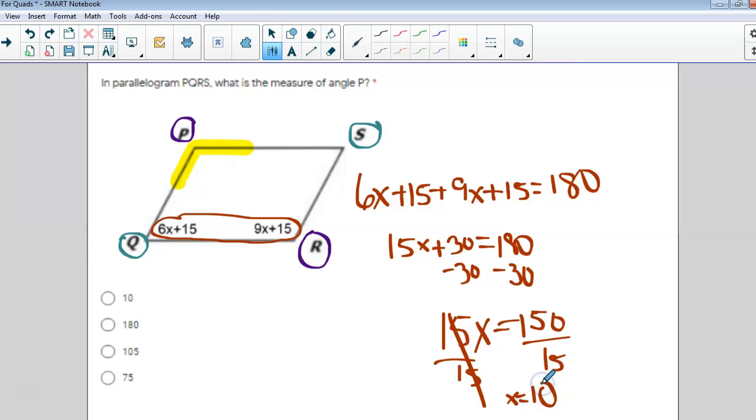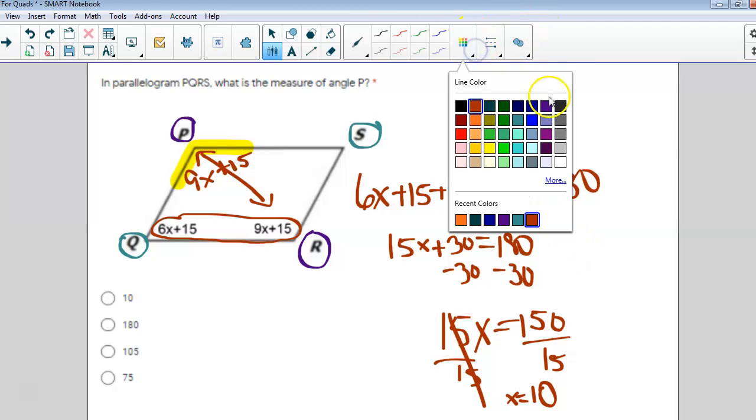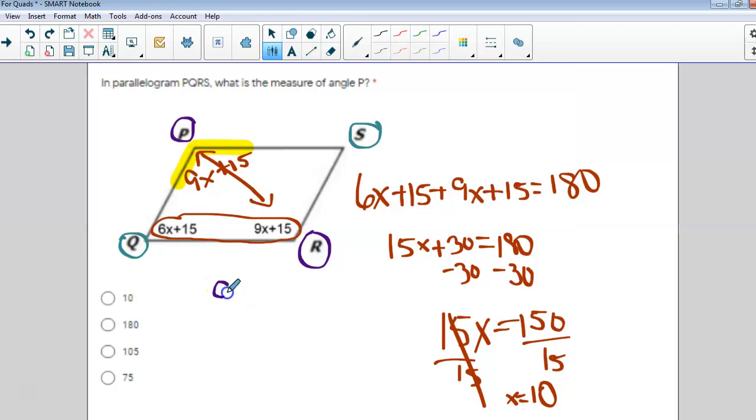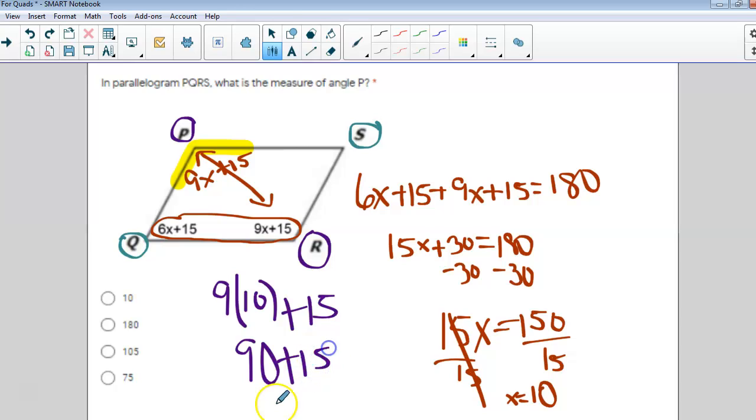Okay, from here we're going to use our knowledge that opposite angles are congruent. So P and R are congruent, which means that P is also equal to 9x plus 15. So I'm just going to plug in 10 to solve for my missing angle. So I have 9 times 10, because x was equal to 10, plus 15. That is going to get me 9 times 10 is 90, plus 15, for a total of 105 degrees.